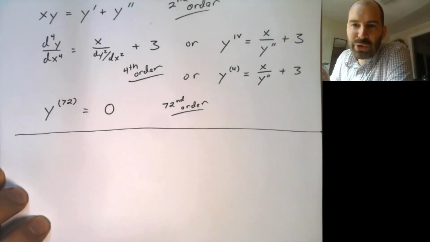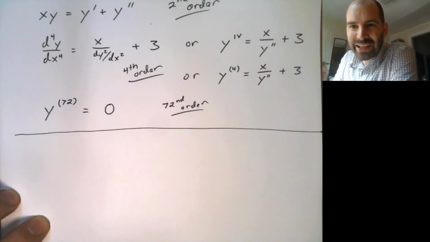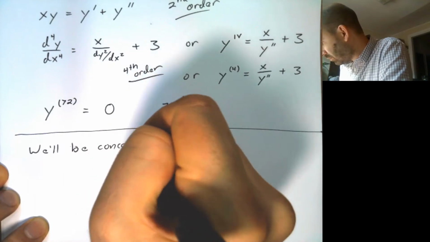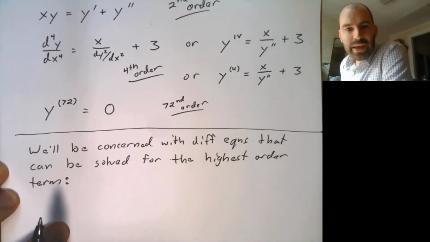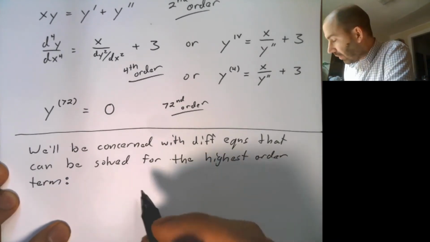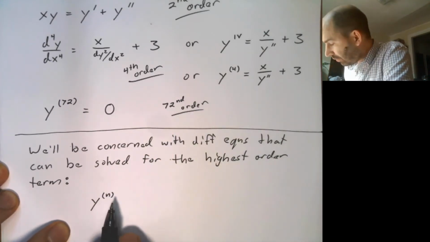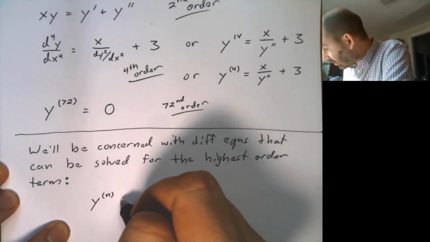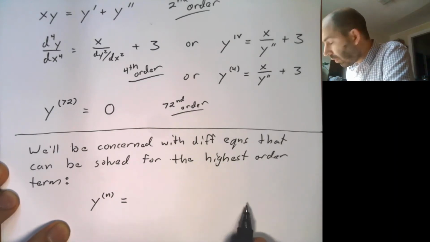We're going to be looking at differential equations where we can solve for the highest order term. Just differential equations where we can actually solve them and write the highest order term on the left-hand side. So if it can be solved for the highest order term, I can write that highest order term, let's say it's y, the nth derivative of y. If I can solve it, that means I can write it on the left-hand side with an equal sign. And then what's on the right-hand side?